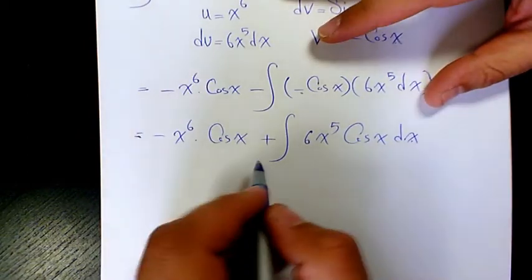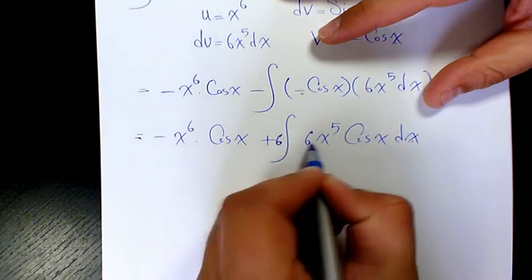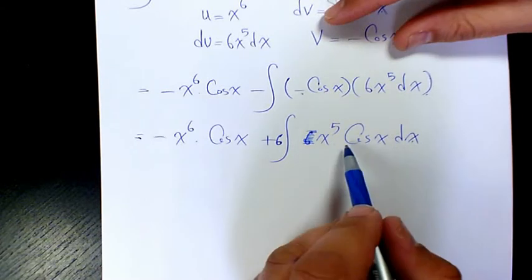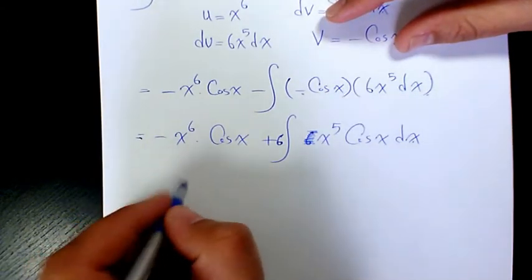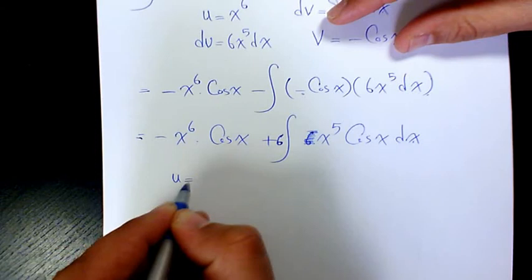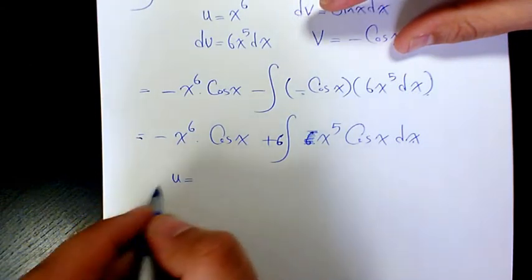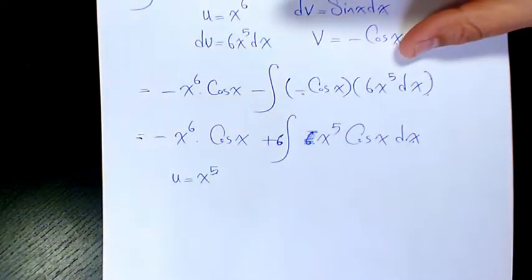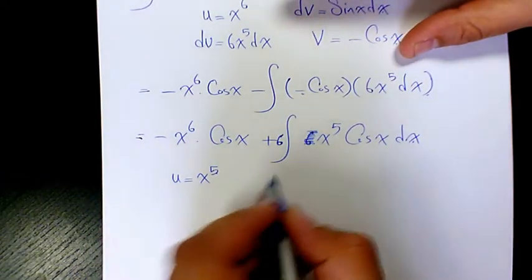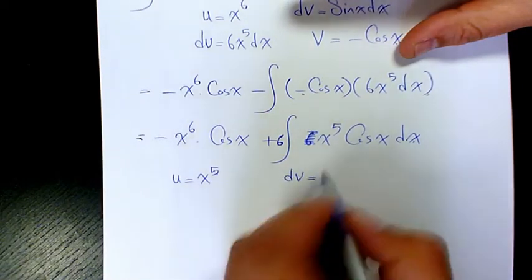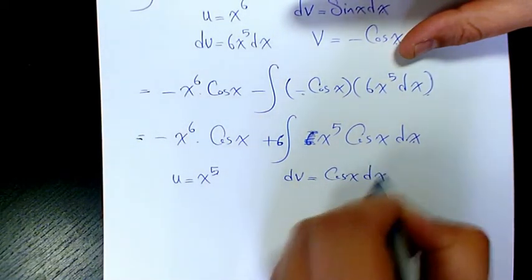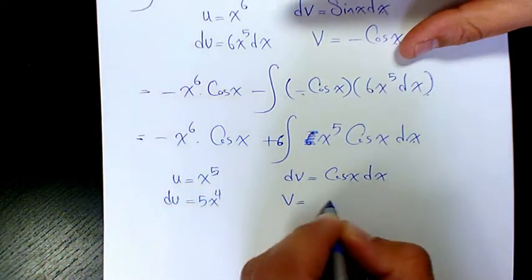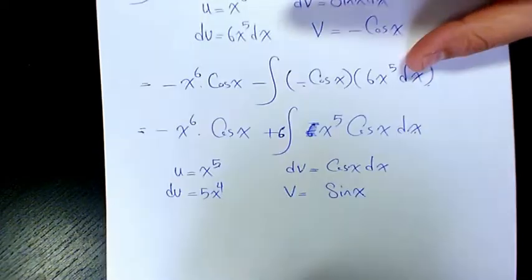Now I can write this 6 in here and have another integration by parts. So I'm going to have u to be x to the power of 5 and dv is going to be cosine x dx. So du is going to be 5x to the power of 4. V is going to be sine x and dx.